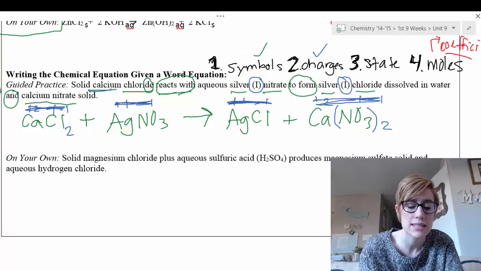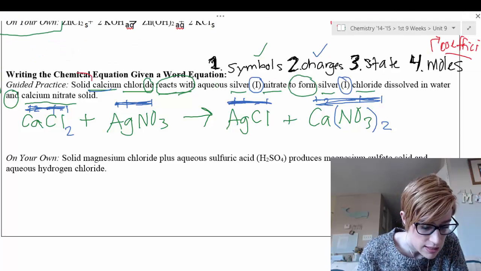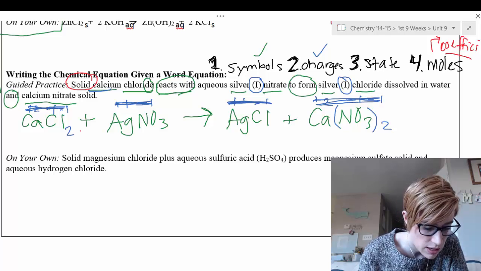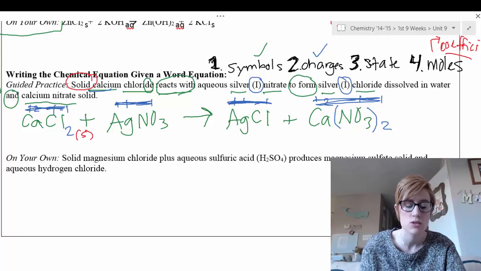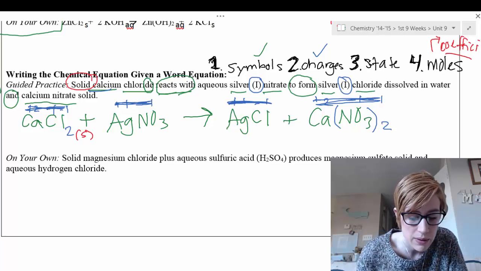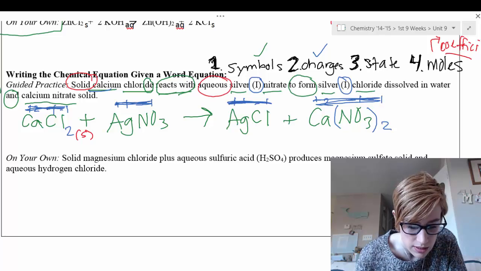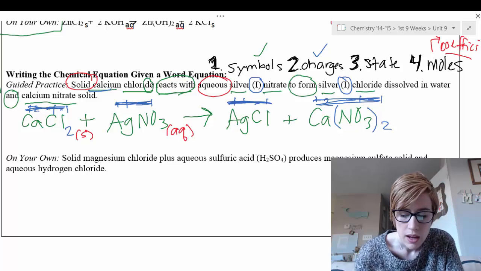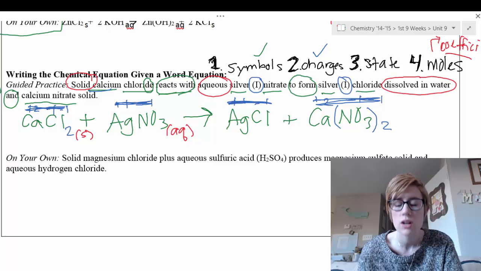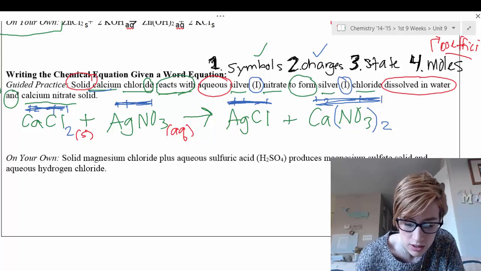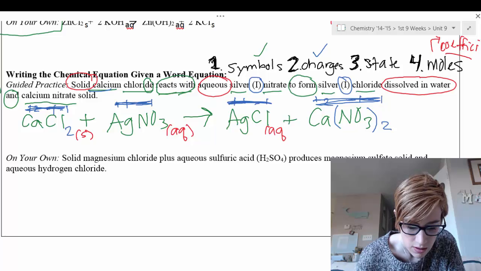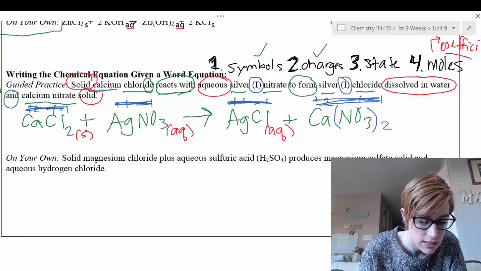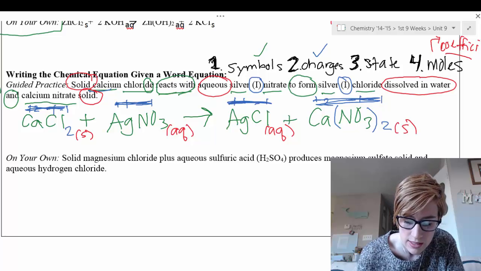Step 3 is to write the states of each of them. So I have to go back to my word equation and look at the states. It says solid calcium chloride. So down here I write parentheses and I write an S to represent that it's solid. What about AgNO3? It says it's aqueous. Aqueous means I write AQ at the end. Silver chloride dissolved in water. What does dissolved in water mean? It means aqueous. So I write AQ here. And then calcium nitrate, it says it's a solid, so I add the S at the end.